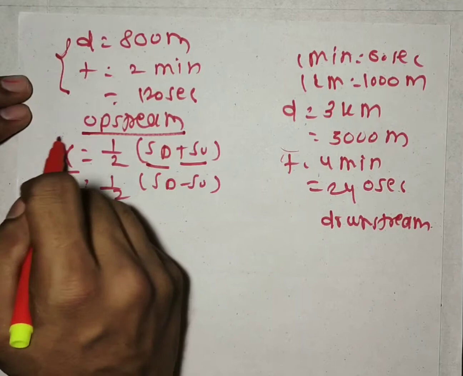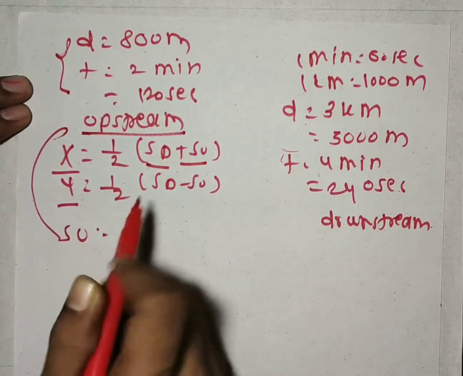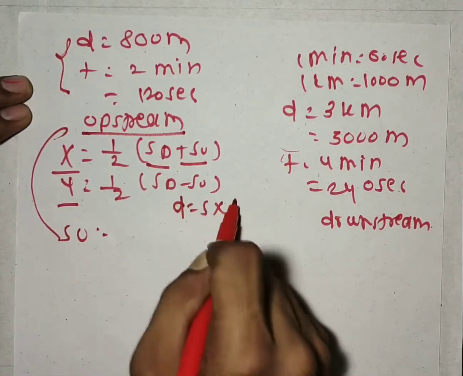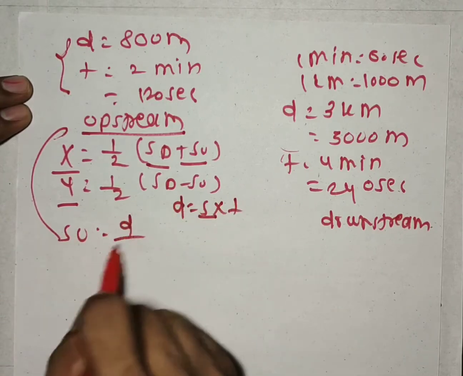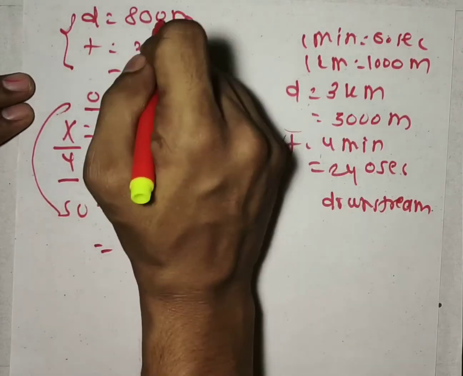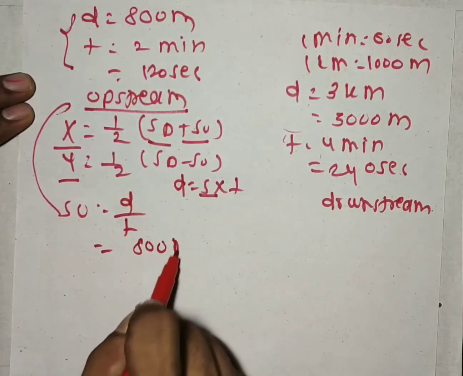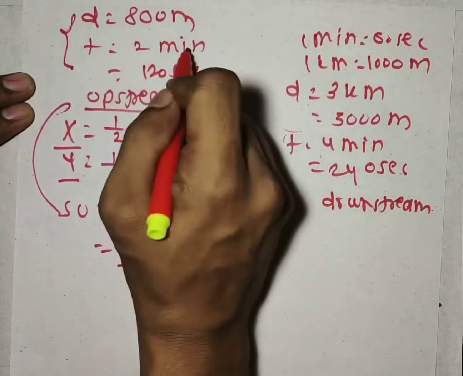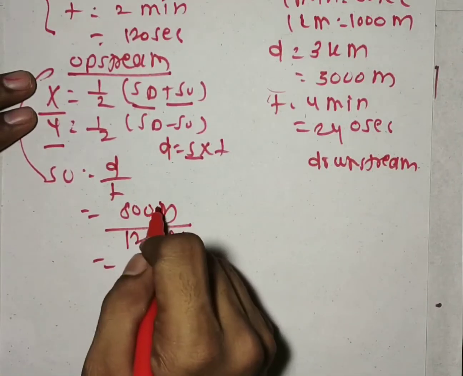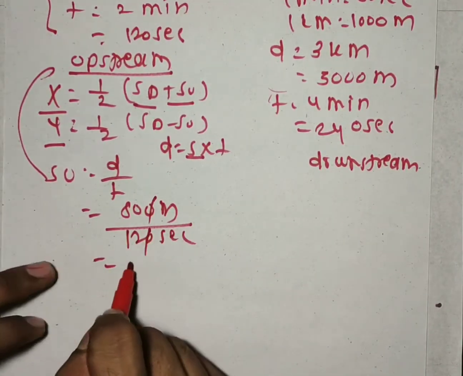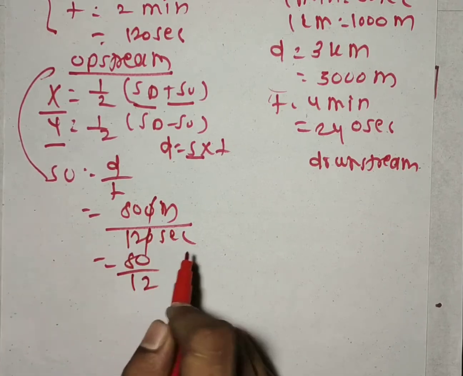This is the upstream case. So the upstream speed, as we know, distance is equal to speed into time, that's why speed is distance upon time. Now the distance here is 800 meters, so 800 meters upon time. Time is 2 minutes, meaning 120 seconds. So 800 upon 120, the 0 gets cancelled here, 80 upon 12 meter per second.